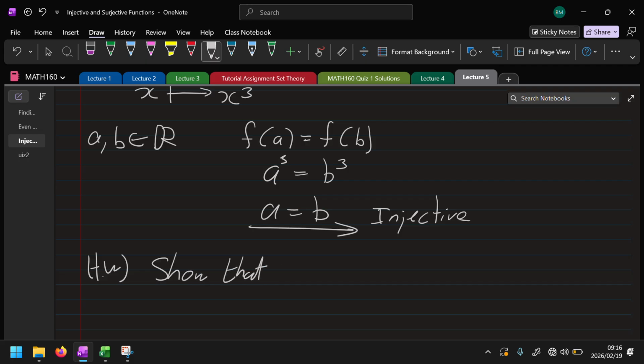Show that f of x equals 3x plus 2 is injective. Okay. Very simple. We just substitute it in the definition, show that we get a equals b. It's like 2 lines of working, very easy to do. Okay, any questions on injectivity? Everyone clear? Okay, next, surjectivity.